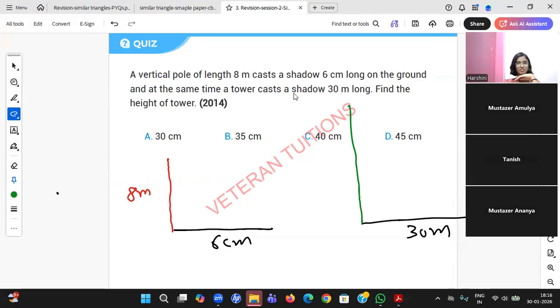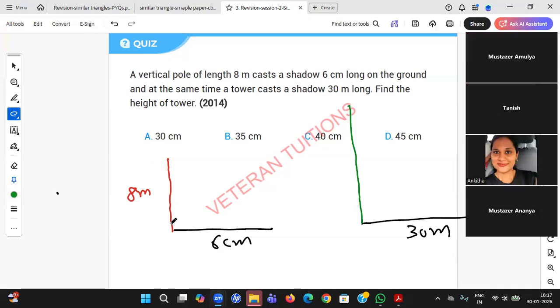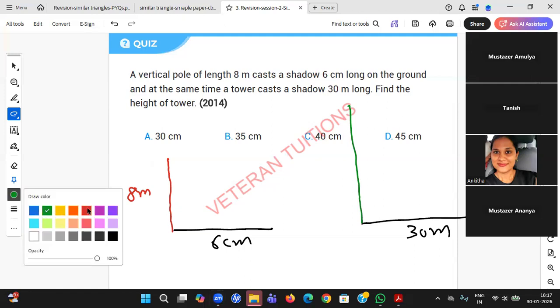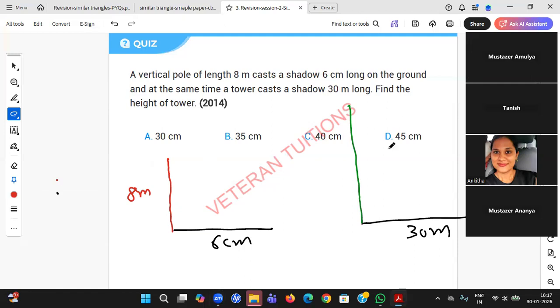Harshini, which one, student? Previous one, that answer okay? No, I think, sir, it's this one. Wrong answer, beta. Ankita, can you give the answer again? Wrong answer. Okay, yeah, this is the story. You see? Pole, shadow, tower, shadow. Okay? Now, sir, where are the triangles?